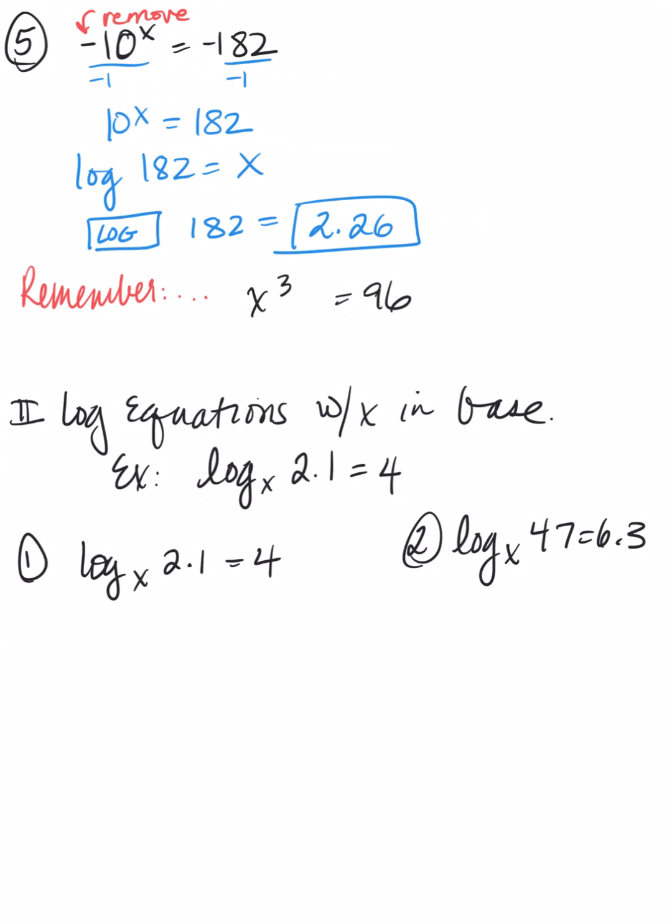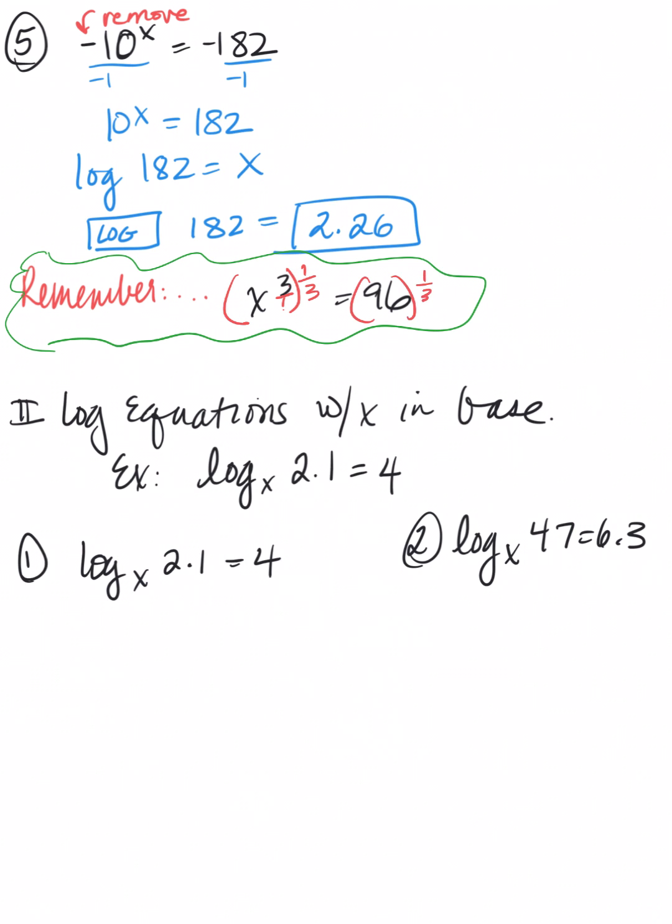Now, let's look at the next type of question. Remember, if you have something like this, x to the third equals 96. How do we undo that? Well, we want to get rid of that power of 3, right? So the way to do it is to raise each side by the reciprocal power. So this is 3 over 1. I'm going to raise it to 1 over 3. And I'm going to do the same thing over here.